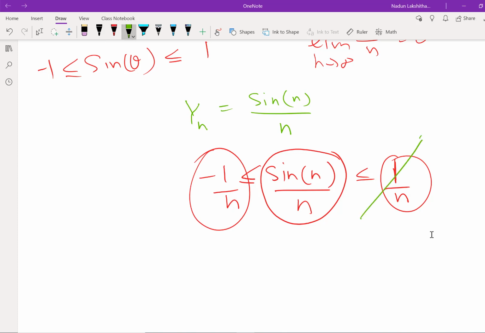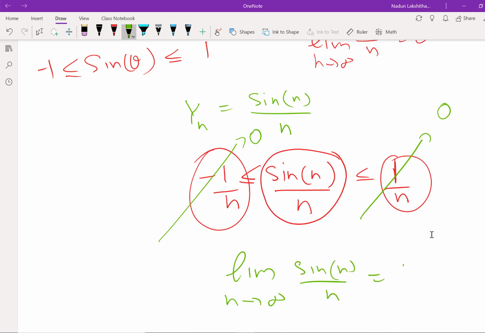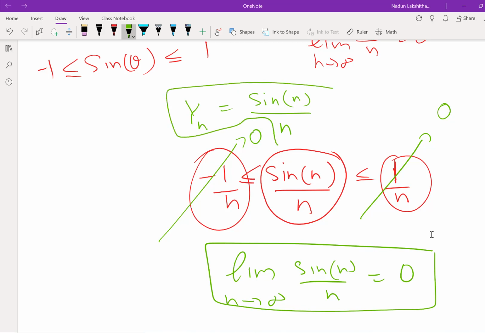What is the limit of 1 over n? 0. What is the limit of negative 1 over n? 0. So guess what the limit of sine n over n should be? 0, by the squeeze theorem. So this sequence is convergent to 0 by the squeeze theorem. We do not know how to find the limit of sine n over n directly, but instead we found two sequences, xn and zn, right?